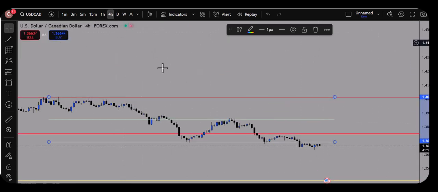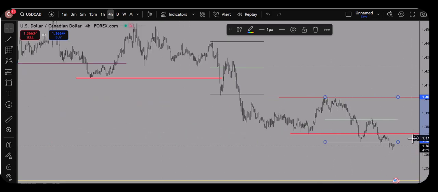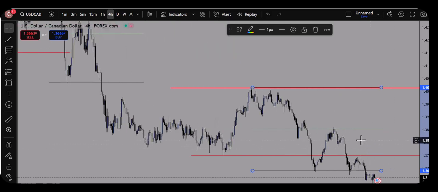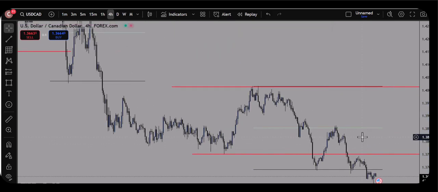So let's transpose to the 4-hour time frame. This is just so simple and beautiful to do. It's simple, this is what is happening here. Price is moving from liquidity to liquidity.